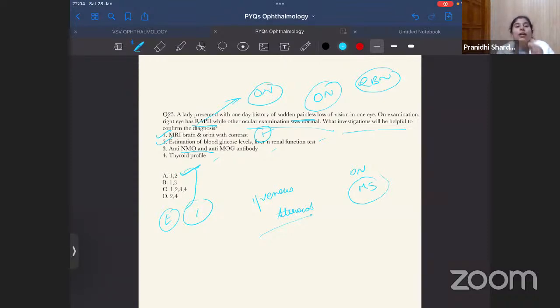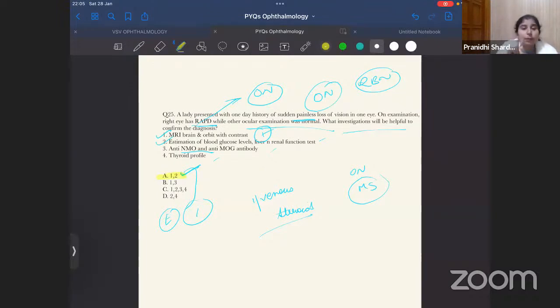is 1 and 2. What I'm telling is it will not be 1, 2, 3, 4, because if NMO, recurrent optic neuritis or history of transverse myelitis is not given, we do not have to undergo a battery of investigations. Okay, we'll just give him estimation of blood glucose levels and MRI. So the answer will be 1 and 2.